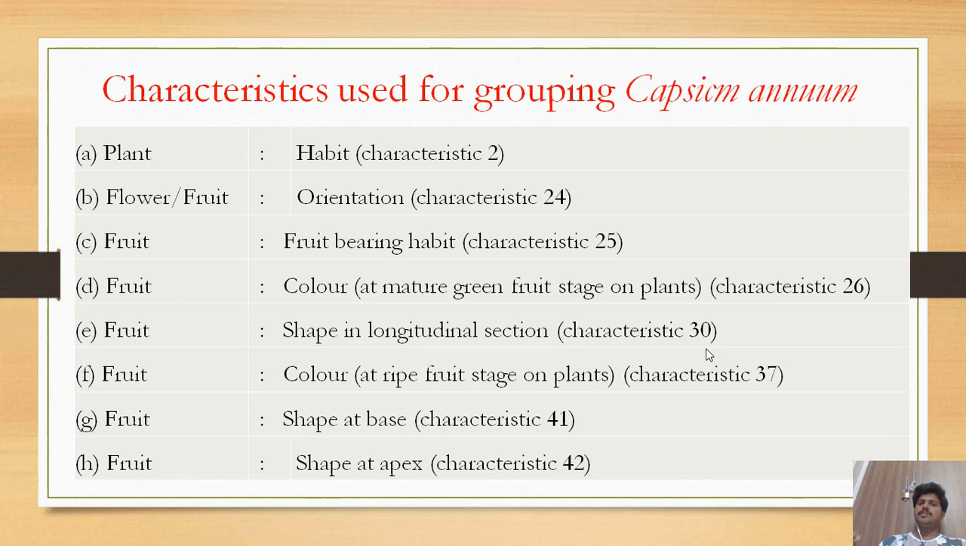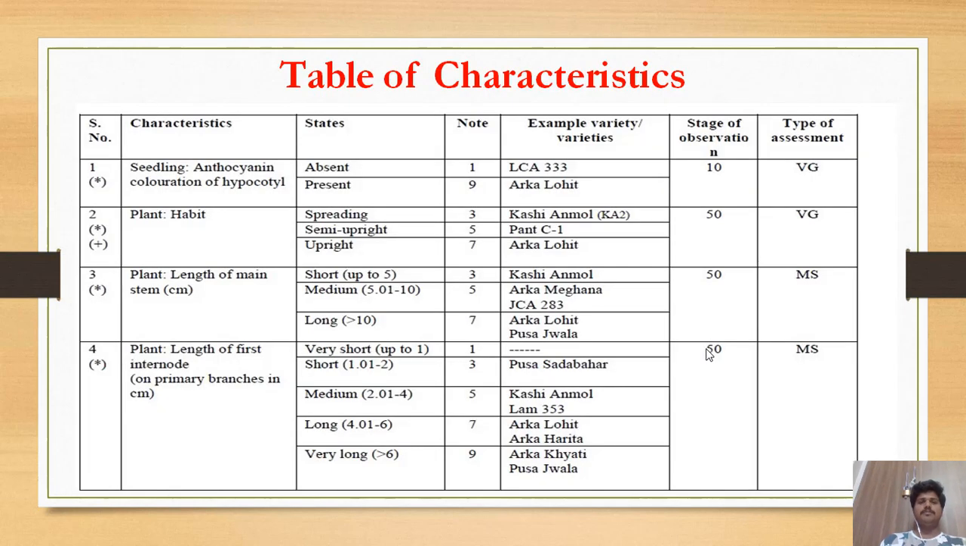Then characteristics which are used for grouping Capsicum annuum. Based on the habit, and then flower or fruit orientation, fruit bearing habit, then fruit color at mature green fruit stage on the plants, and then fruit shape in a longitudinal section, and fruit color at the ripe fruit stage on the plants, and then fruit shape at the base and fruit shape at the apex. So these are a few characteristics which can be used for grouping Capsicum annuum into different subgroups.